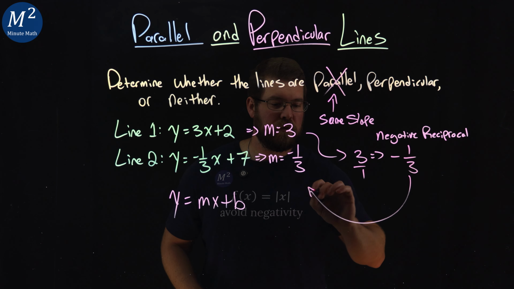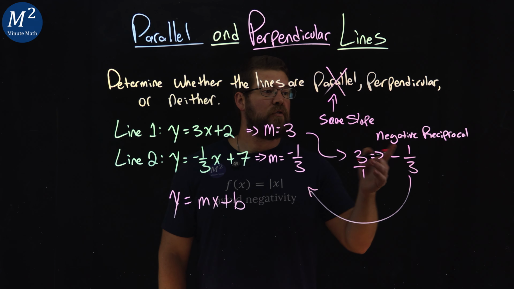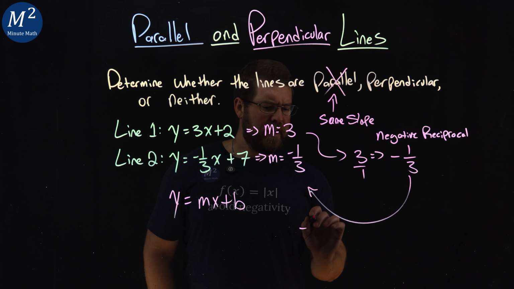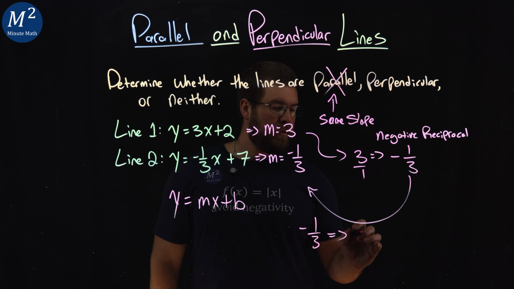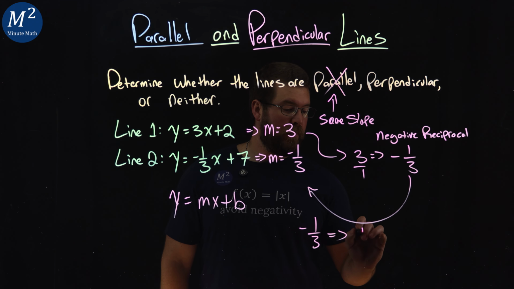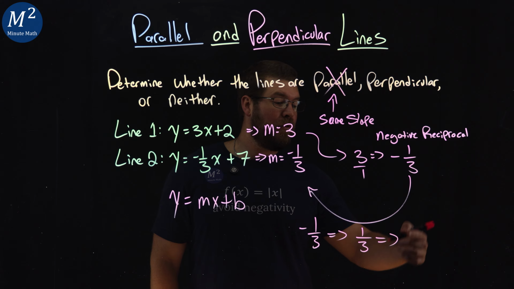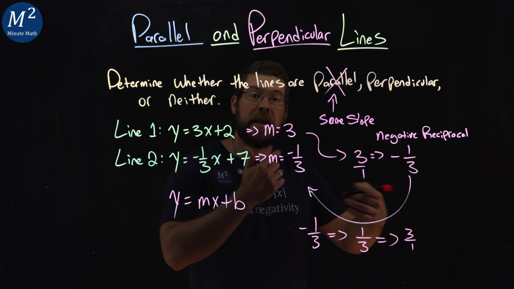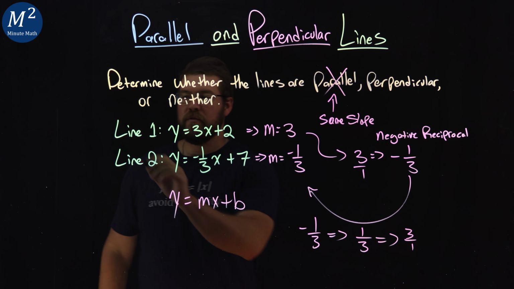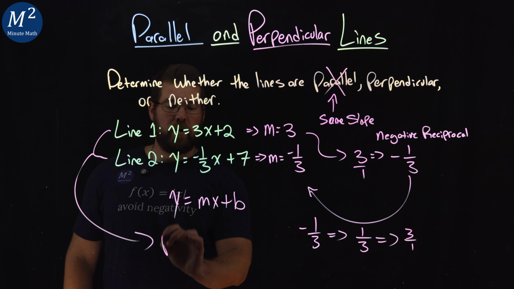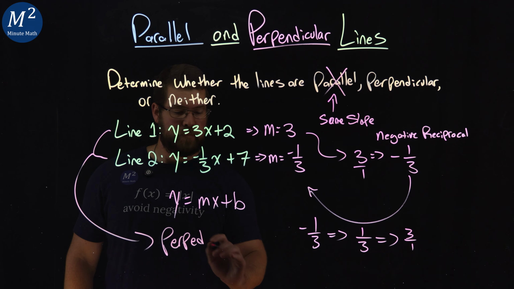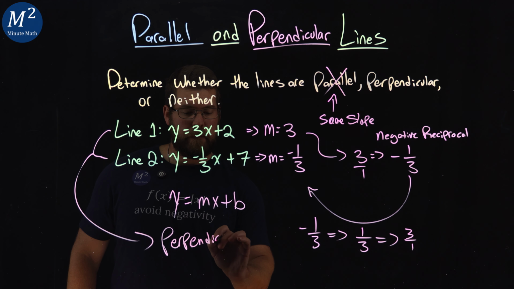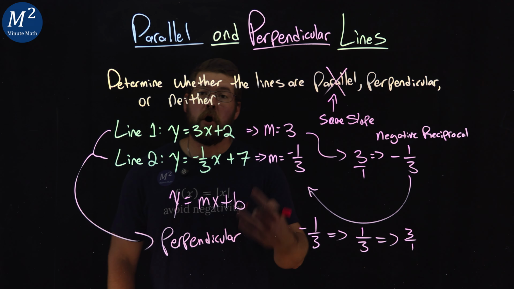But if you notice, that's what we have right here. The slopes are negative reciprocals of each other. We can even flip it back the other way. If we take negative 1/3 and first apply the negative, we make that negative 1/3 a positive 1/3. And then we do the reciprocal part, 1/3 flipped is 3 over 1, which is a 3. So they're negative reciprocals of each other. So we can say that these two lines are perpendicular.